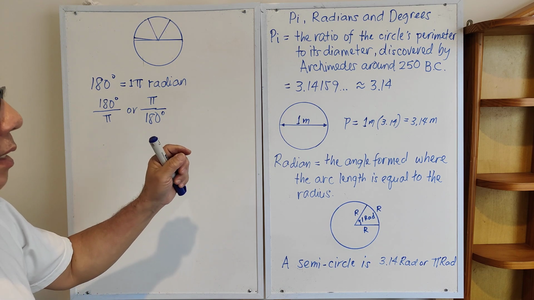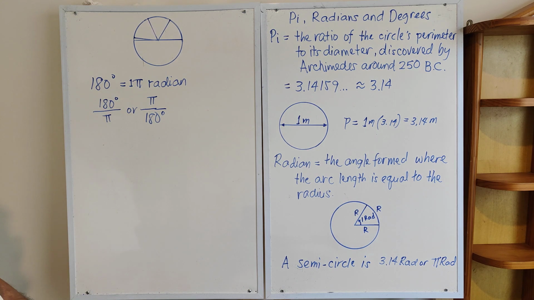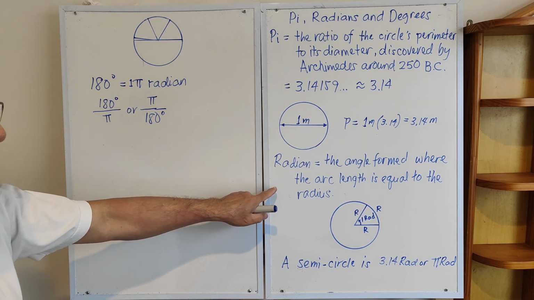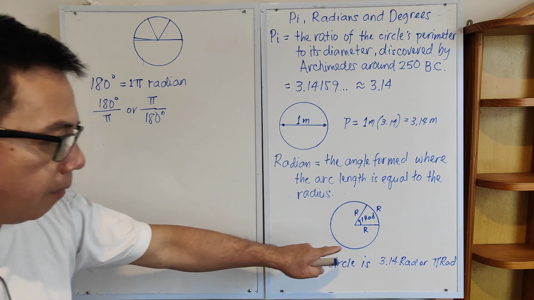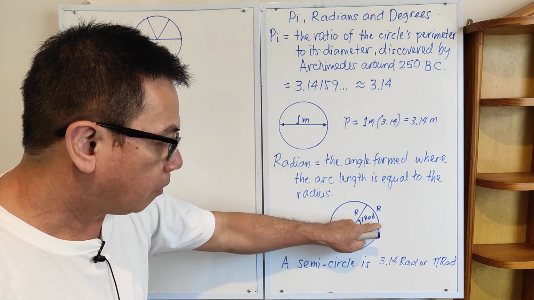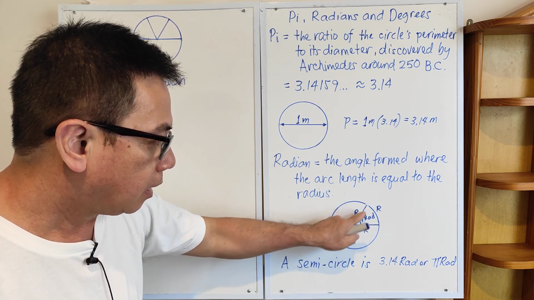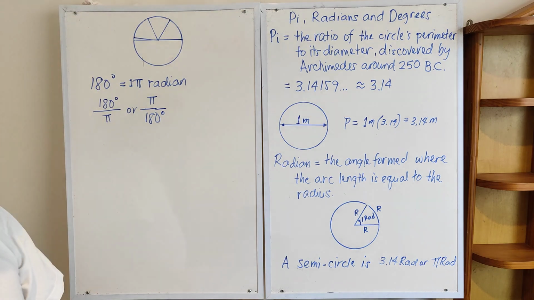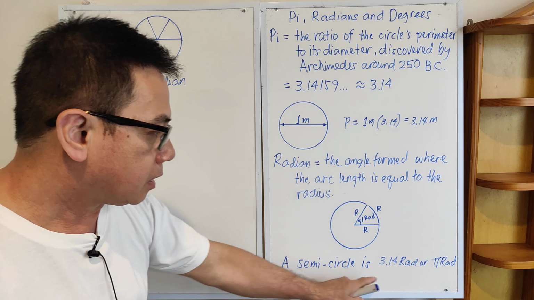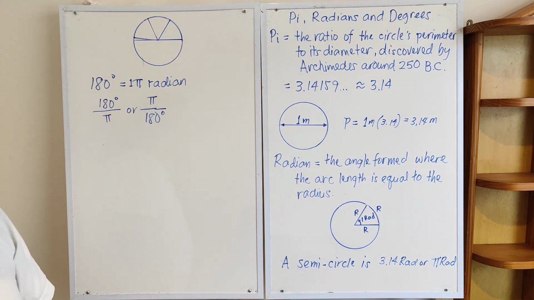mathematicians have devised a way to use pi to measure angles. They call it radian. Radian is the angle formed where the arc length is equal to the radius. So for example, you have a circle, this is the radius. If you have the arc length equal to the length of the radius, that angle is 1 radian. So one semicircle is 3.14 radians, or 1 pi radian.